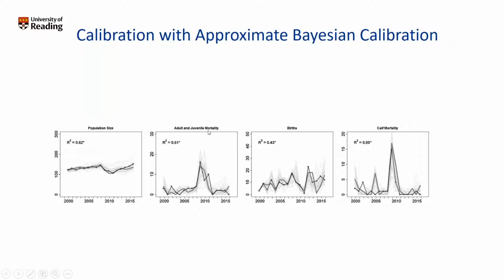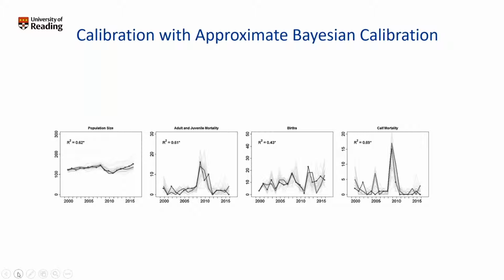Here we've got population size, but there are also the mortalities and the births and so on. I've also added in here in light grey an indication of the uncertainty in the model predictions. That comes out of this Bayesian technique, which I like very much because it shows the uncertainty in the model predictions that arises as a result of uncertainty about parameter values.